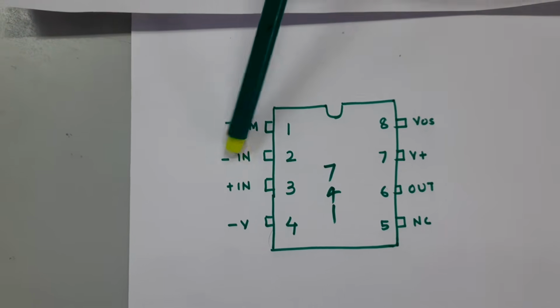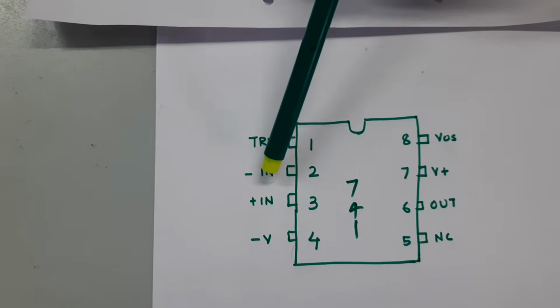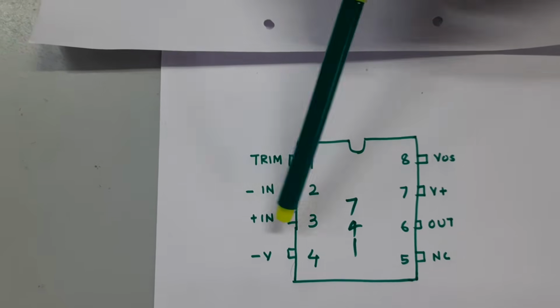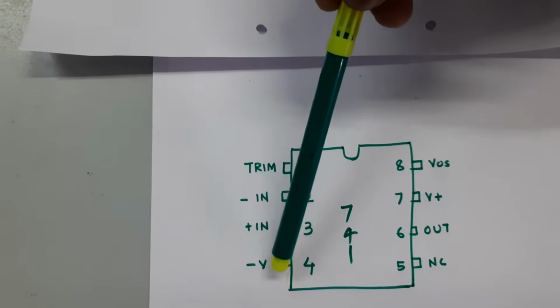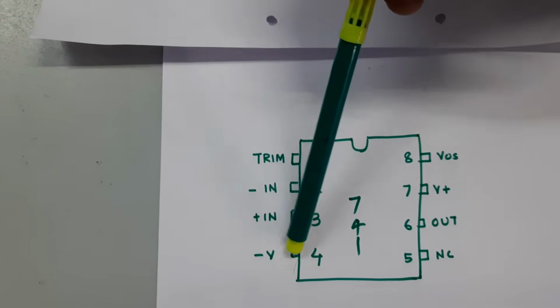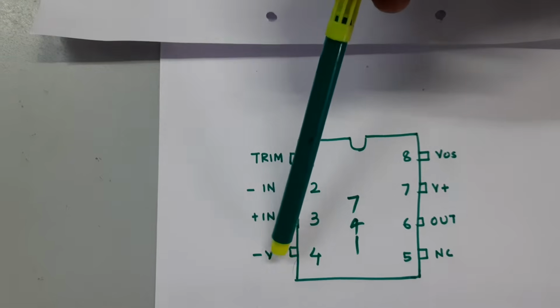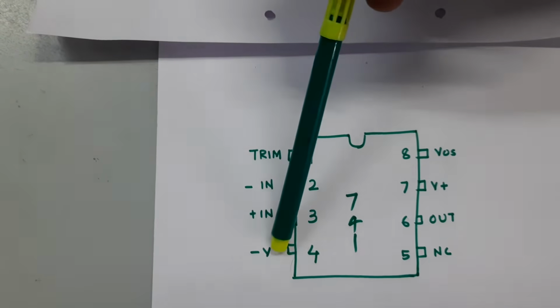Inverting terminal, that is the minus terminal, is known as inverting. In short form it is written IN. The third pin is the non-inverting terminal. The fourth pin is minus VCC. That is what I have told you, right? This IC requires two supply voltages. So this minus V means what? Minus VCC. In some books they have written minus VCC.